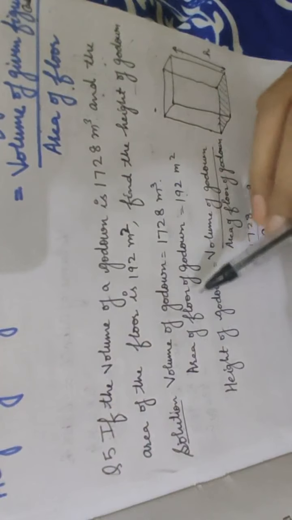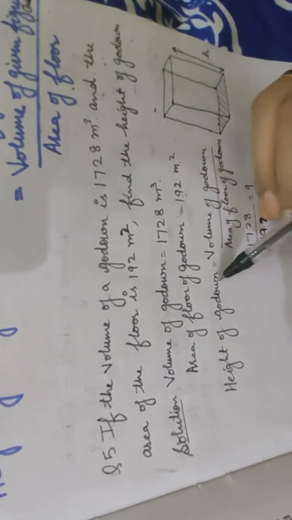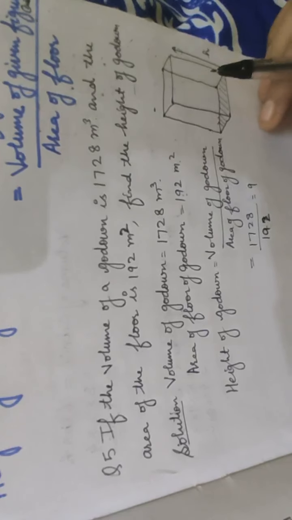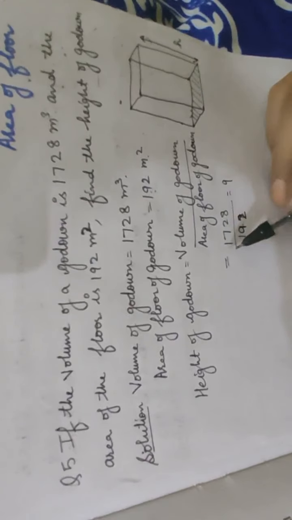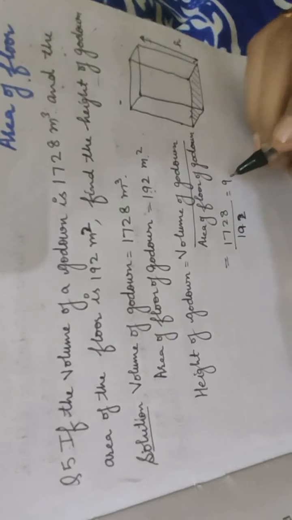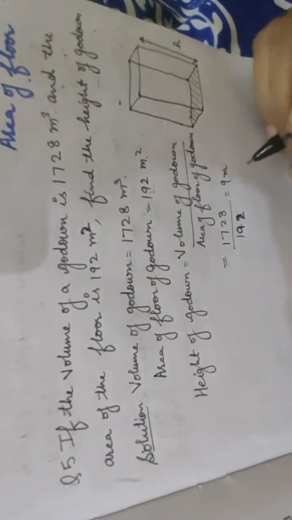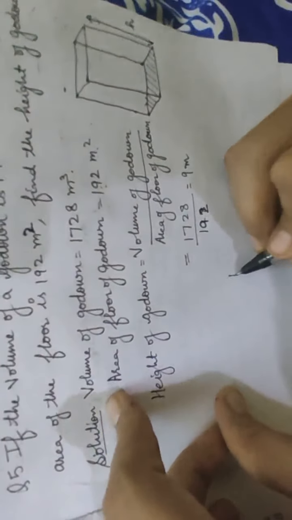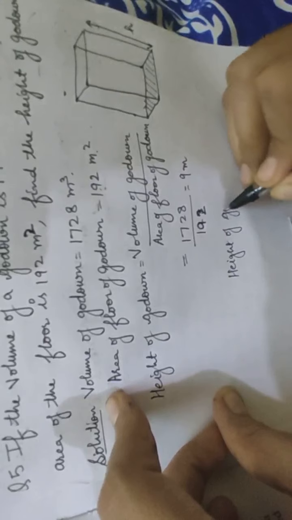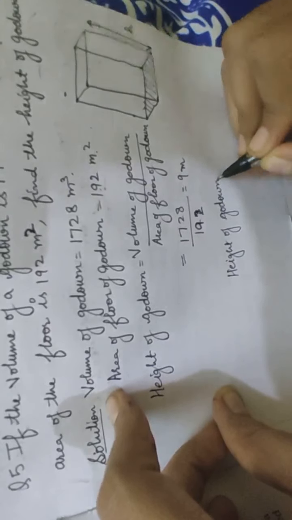Volume of godown is 1728 meter cube. Area of floor of godown is 192 meter square. So the height of godown will be equal to the volume of godown divided by the area of floor of the godown. So when you divide 1728 by 192, you will get 9 meter. So the height of godown is equal to 9 meter. That is your answer.